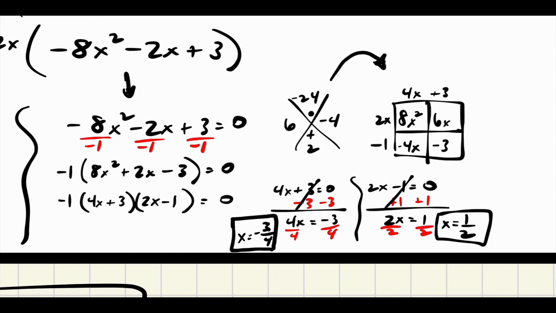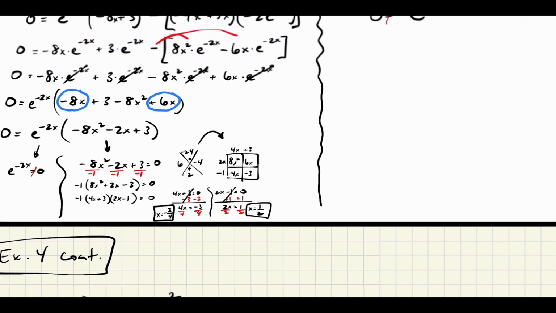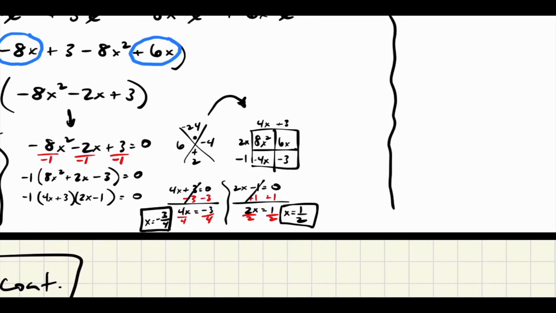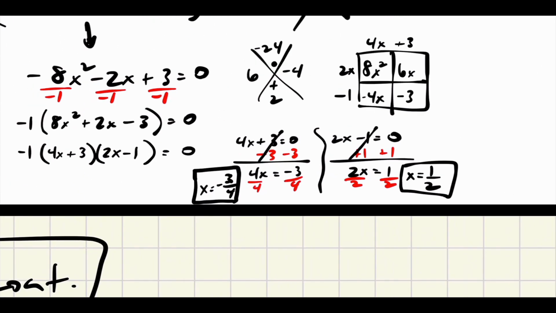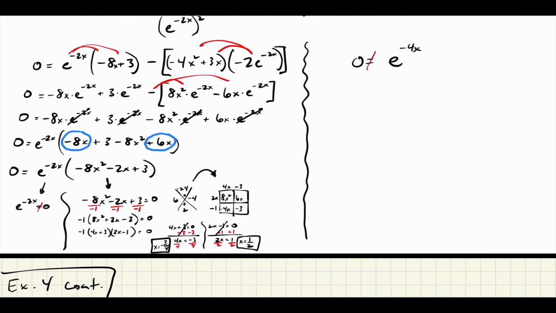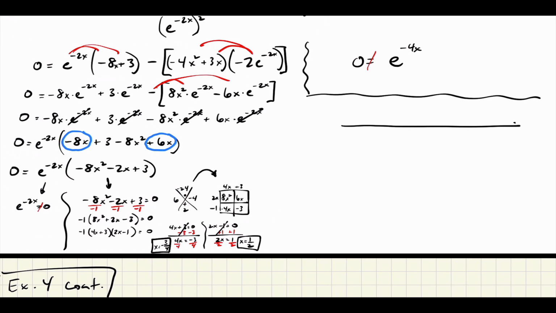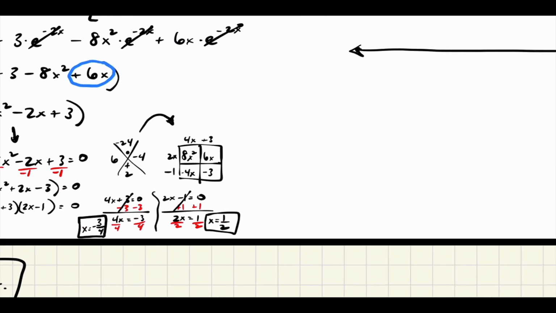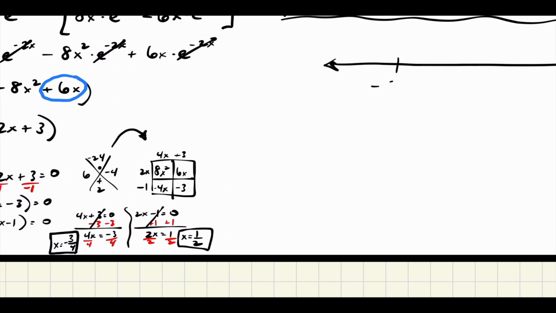Those are my two critical values. So my last step is to check to see where it's increasing and decreasing. I have two critical values, negative 3/4, positive 1/2. Okay, so I'm going to move over here now. Negative 3/4, positive 1/2.